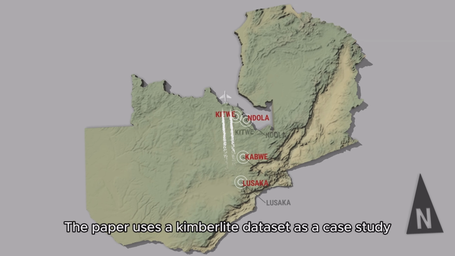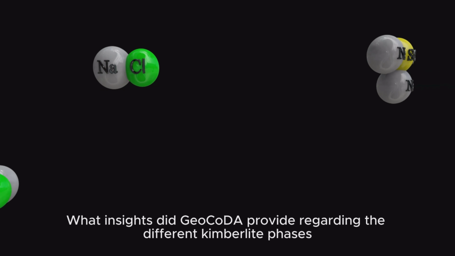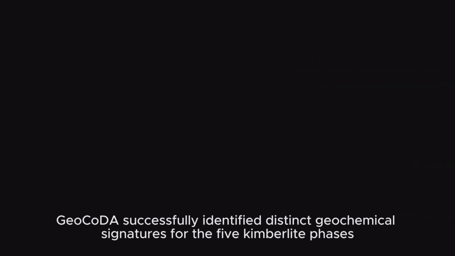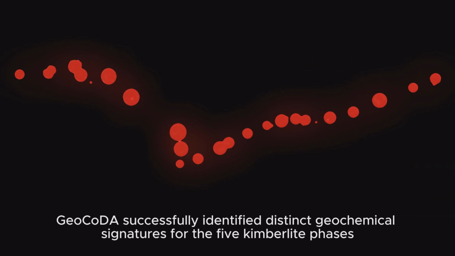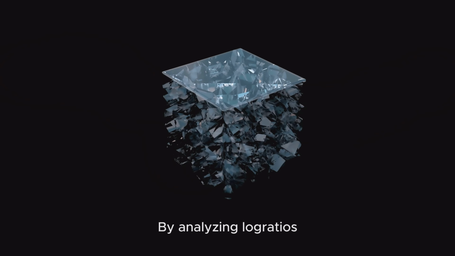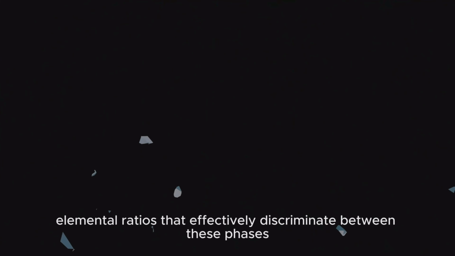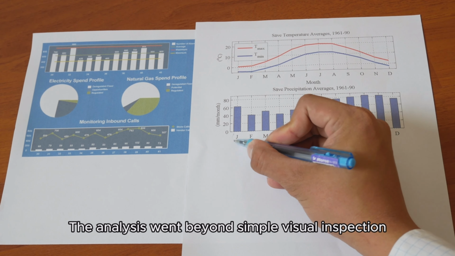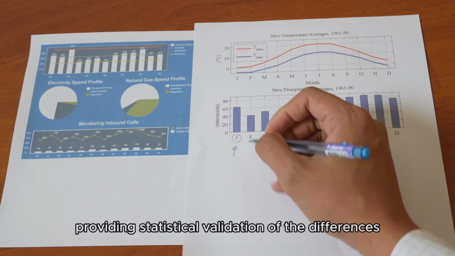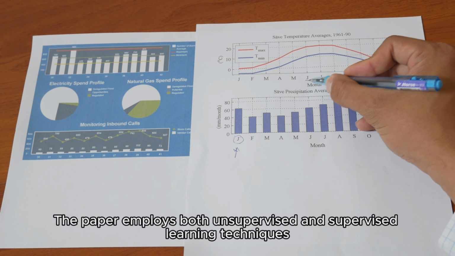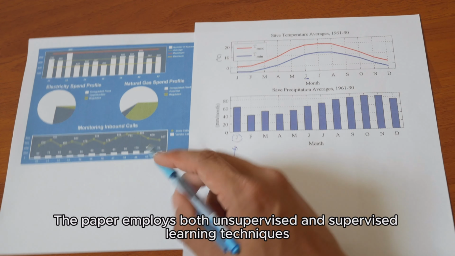The paper uses a kimberlite dataset as a case study. What insights did GeoCoDA provide regarding the different kimberlite phases? GeoCoDA successfully identified distinct geochemical signatures for the 5 kimberlite phases. By analyzing logratios, the workflow pinpointed key elemental ratios that effectively discriminate between these phases, offering valuable information for diamond exploration. The analysis went beyond simple visual inspection, providing statistical validation of the differences. The paper employs both unsupervised and supervised learning techniques.